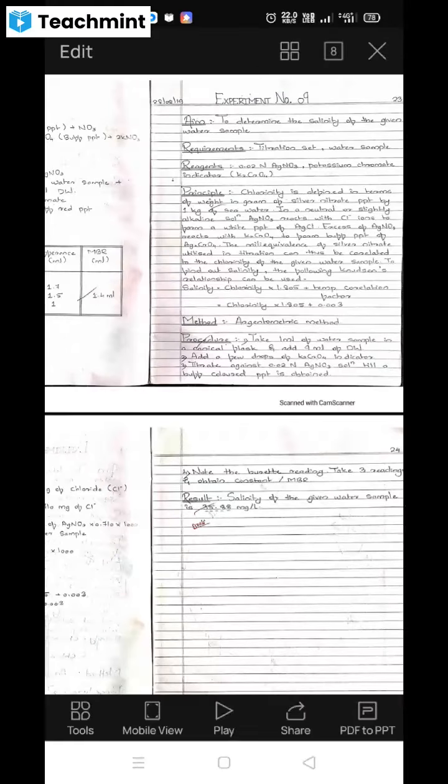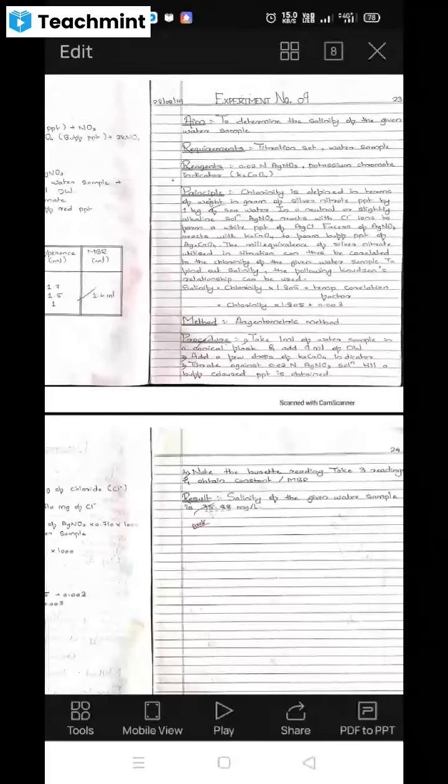This precipitate will be reacted with the silver nitrate, and due to this silver nitrate the precipitate is formed. Then this precipitate again reacts with the potassium chromate and forms a precipitate, and after the titration, that is equal to the chlorinity.